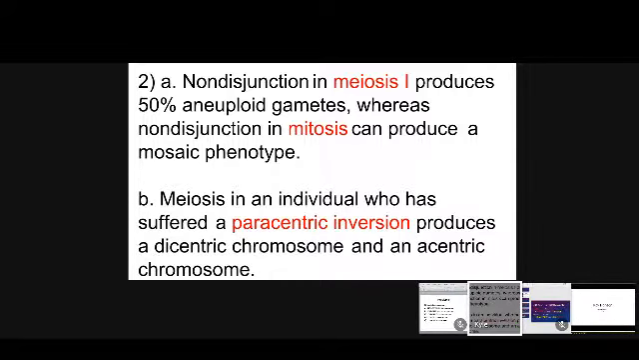triploid and 25% monoploid. For part B, meiosis in an individual who has suffered a paracentric inversion produces a dicentric chromosome and an acentric chromosome. Now, we know that it's the paracentric inversion because they are producing the dicentric chromosome and acentric chromosome, because the inversion occurs outside of the region of the centromere. Otherwise, they would all have the same number of centromeres.